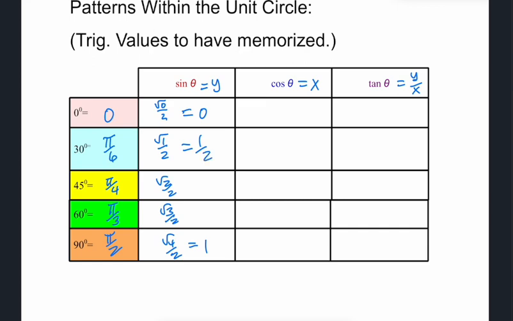Now, of course, we wouldn't say square root of 0 over 2. We would call it 0. We wouldn't say square root of 1 over 2. We would call it 1/2. We wouldn't say square root of 4 over 2. We would call it 1. But it is a nice little pattern. So the y's go from 0 to 1.